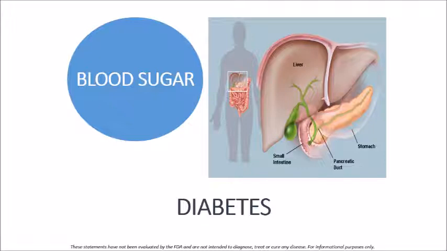Diabetes is defined as high blood sugar. The most relevant organ in diabetes is the pancreas. It's located right beneath the liver.